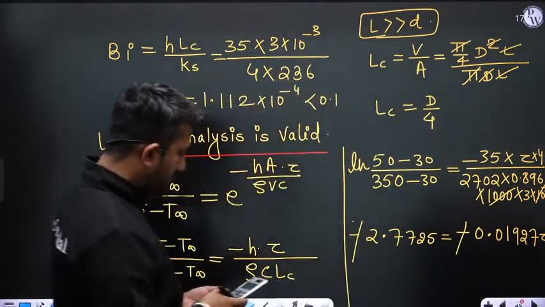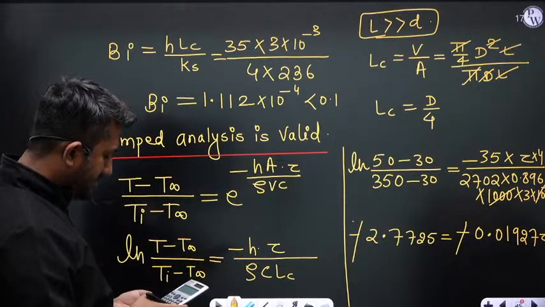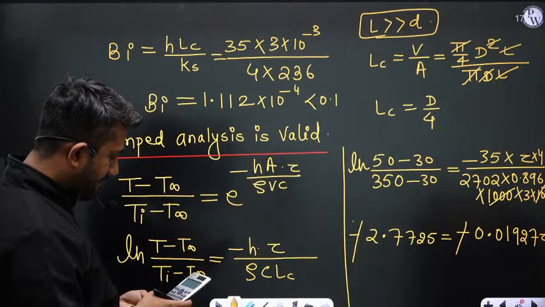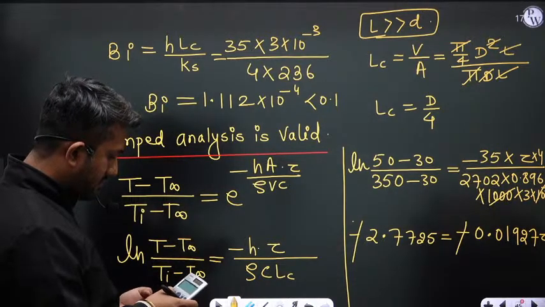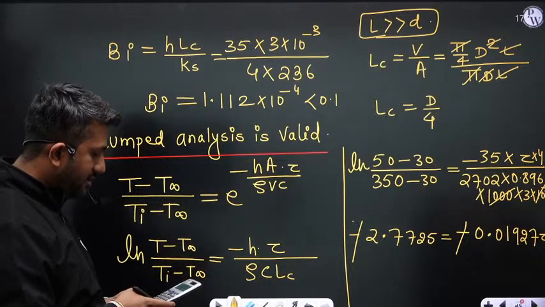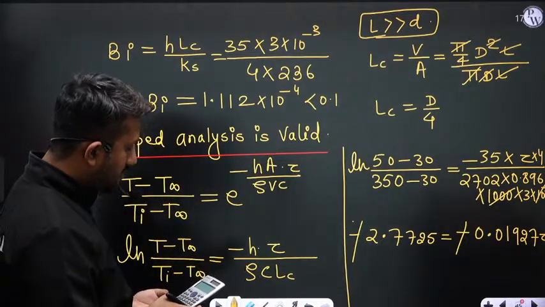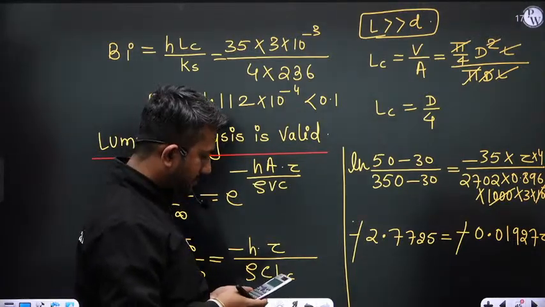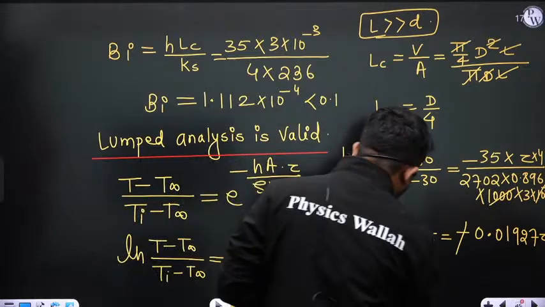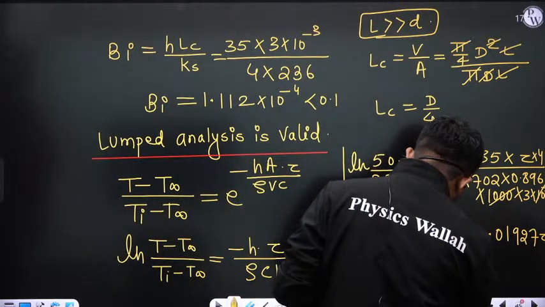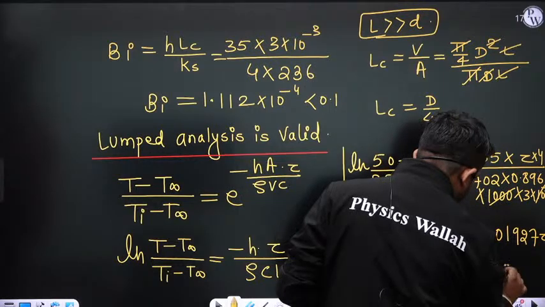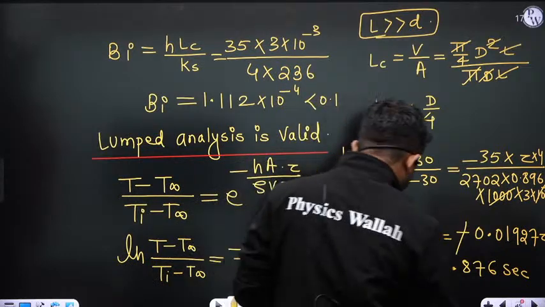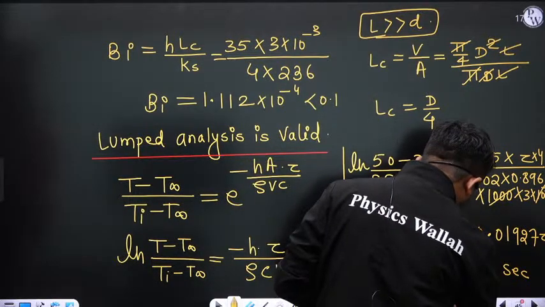So what is tau? This is 2.7725 divided by 0.01927, and this comes tau is equal to 143.876 seconds. This is 2.3979 minutes.